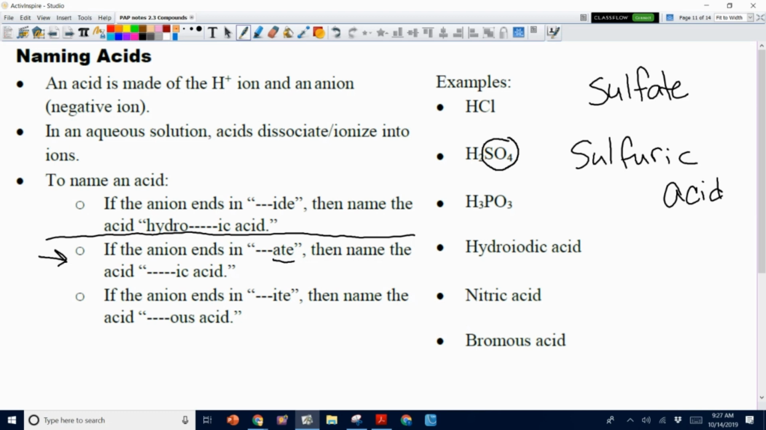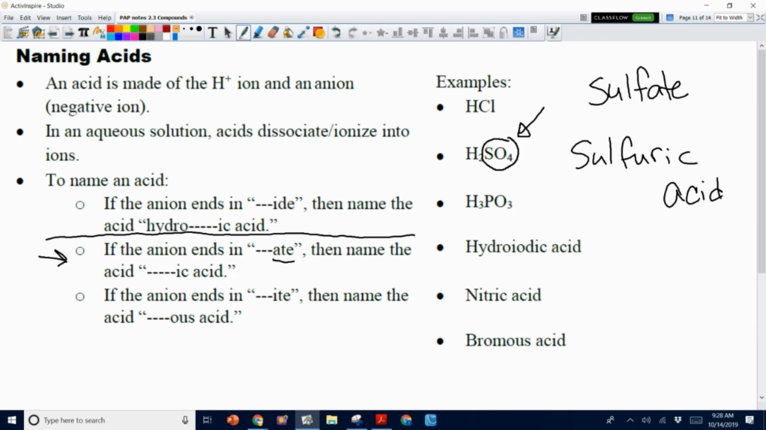So someone asked me the question in class, why do we have to have different sounds like ate and ic? Well, it lets us know when we hear that, how it's bonded. So if you hear hydrochloric acid, if you hear it starts with hydro, then you know the chloric part is just a single element, the chlorine ion. But if you don't hear the hydro, like sulfuric acid, then you're going to know that it's just a polyatomic ion that the hydrogen is bonded to.